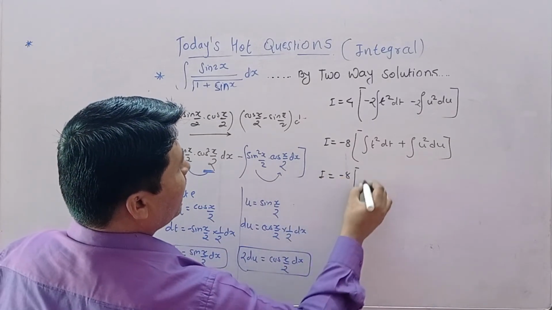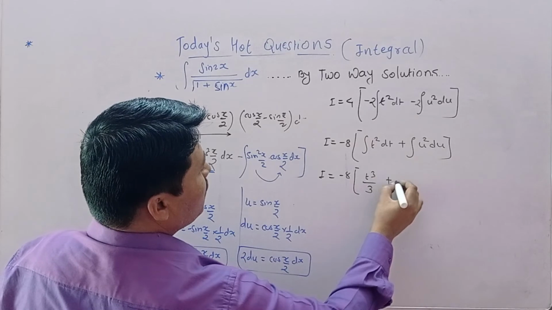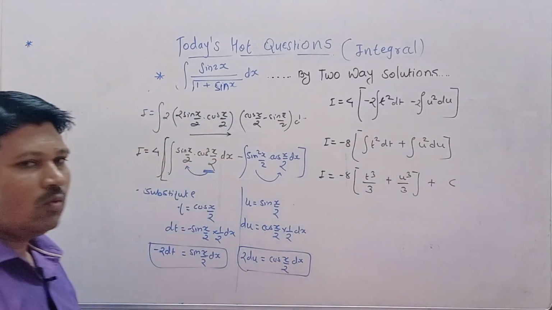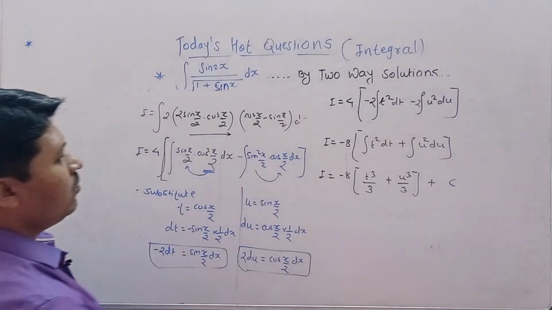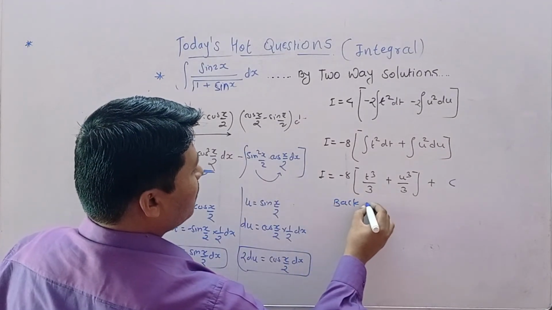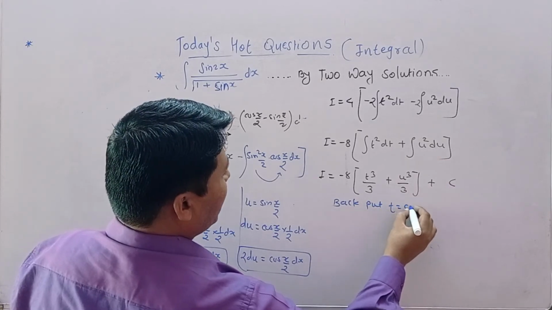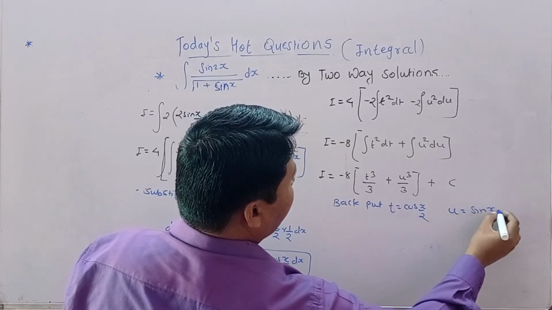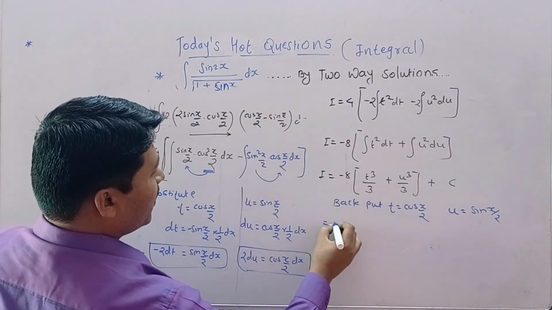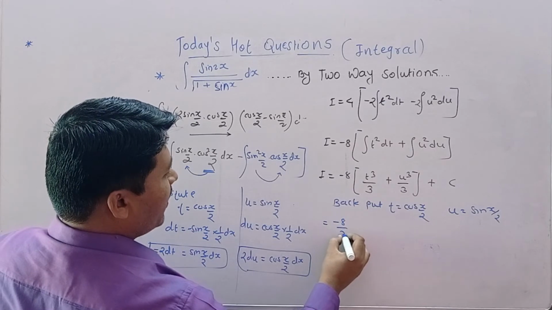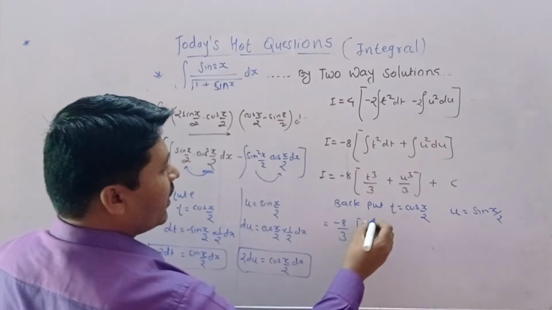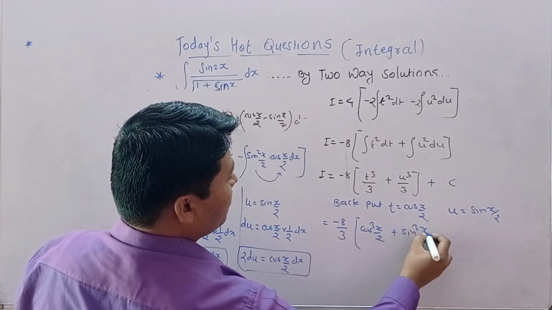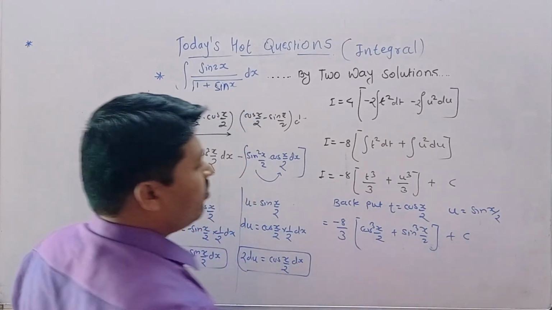Now we can find the integration. Minus 8 times t cube divided by 3 plus u cube divided by 3, plus c is the constant of integration. Now back-substitute the values: t = cos(x/2) and u = sin(x/2). This integration becomes -8/3 in bracket cos cube(x/2) plus sin cube(x/2), plus c is the constant of integration.